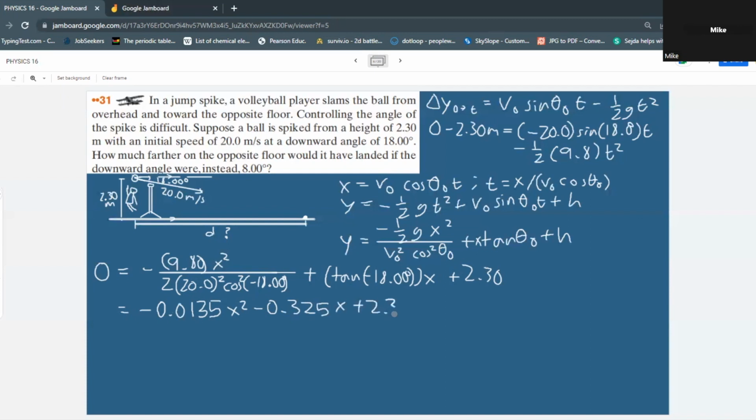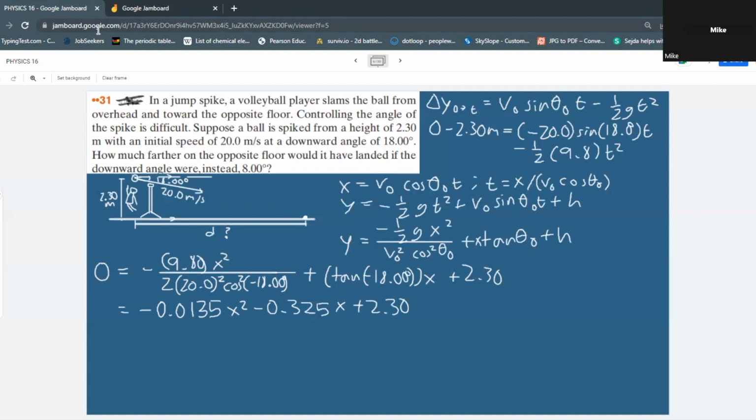Why? Wait. Why negative 0.0135? Okay, let's calculate. So, 9.8, yeah, it's obviously wrong. 2 times 20 squared times cosine of negative 18, squared. 0.0135.